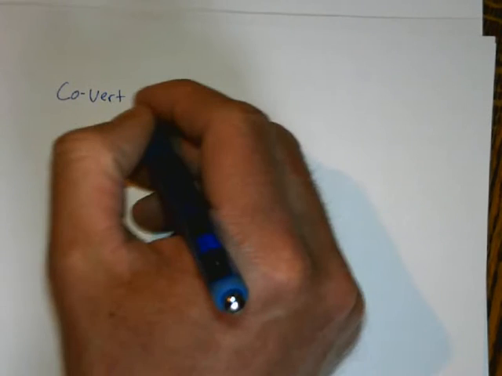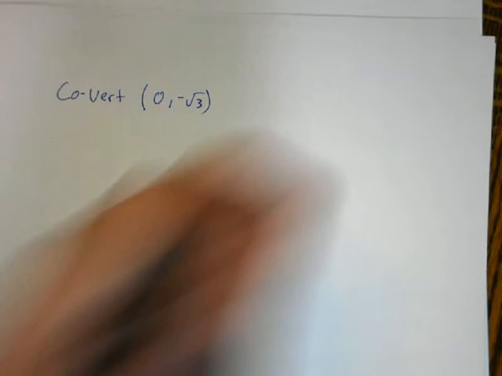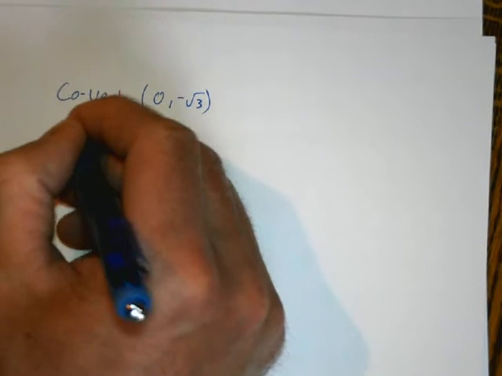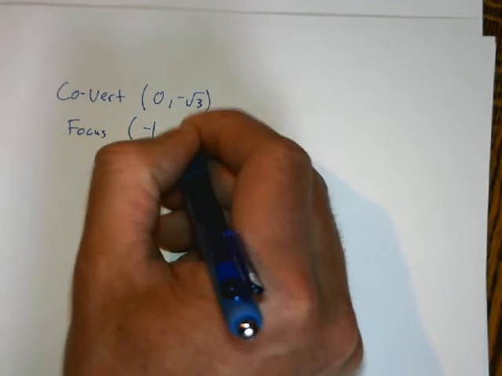Let's try one more with the other kind of scenario that we can come across. Let's say we have a covertex. A lot of times I just write it as co-vert. And a co-vertex at (0, negative root 3) and a focus at (negative 1, 0).